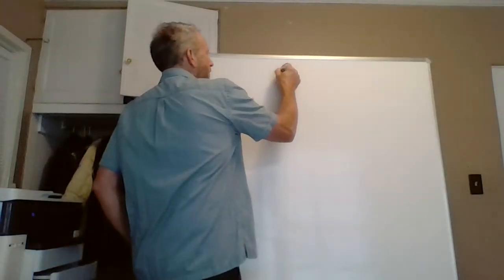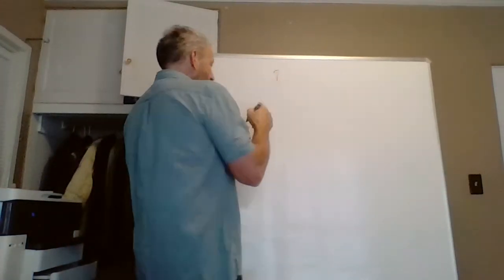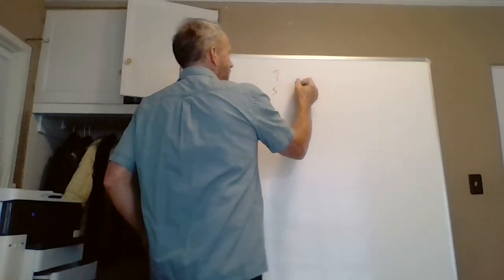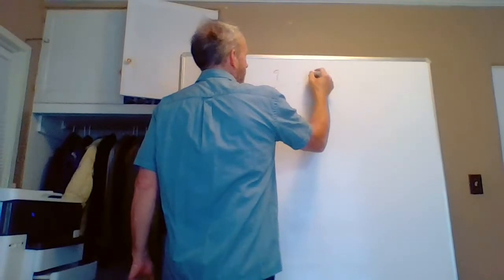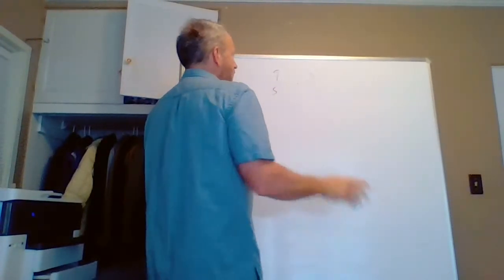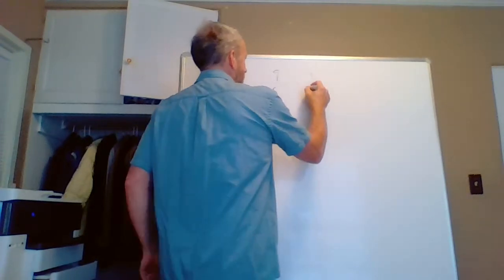So let me just do an example. Let's suppose we have 9/5 times 4/12. Let's see, 12ths.